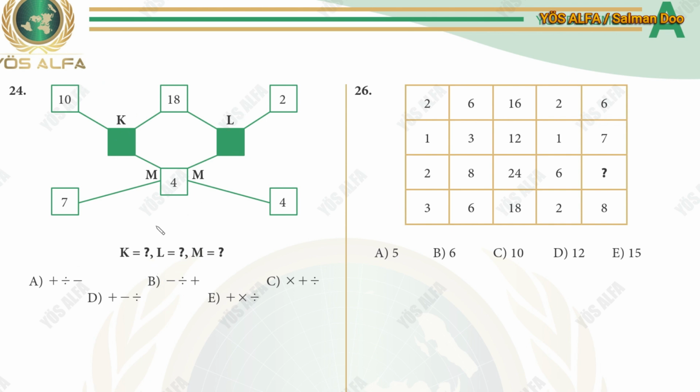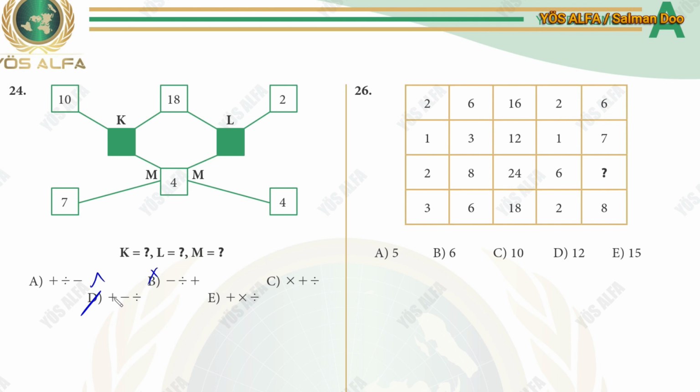Let's check B. K is minus, L is division, M is addition. 10 minus 18 is minus 8. 18 divided by 2 is 9. Minus 8 plus 4 is minus 4, which is not equal to 7. B is also gone. For C, the multiplication is so huge. So I will skip this for now and let's continue with choice D.